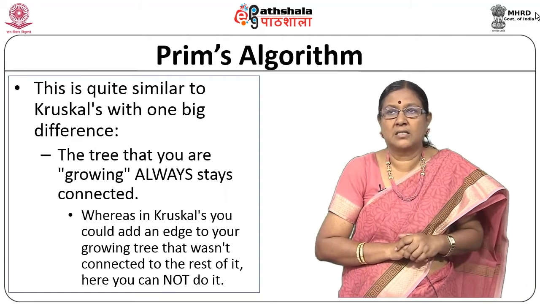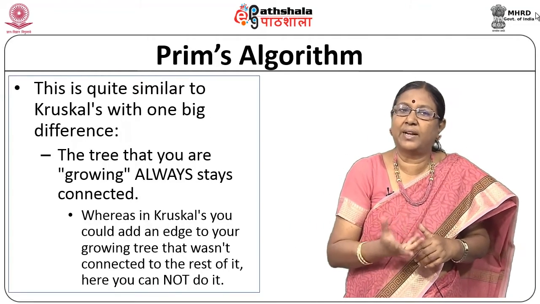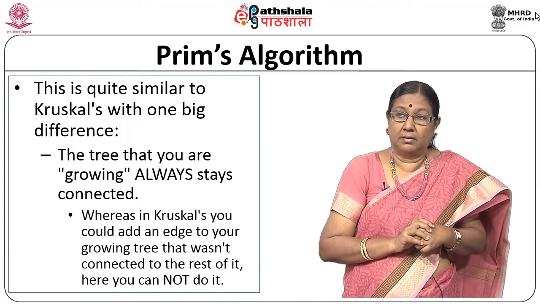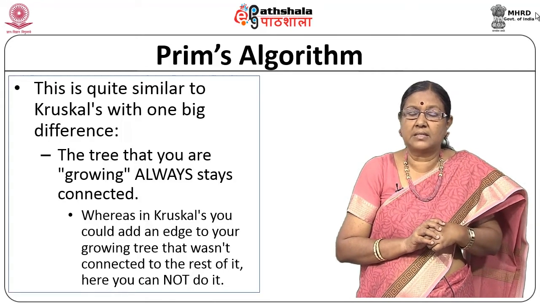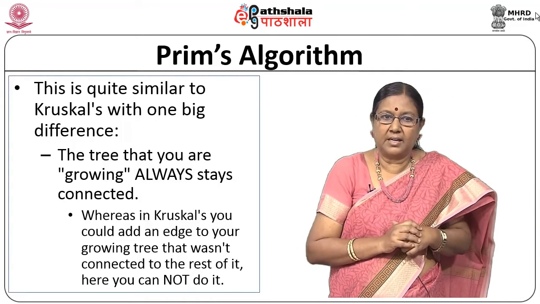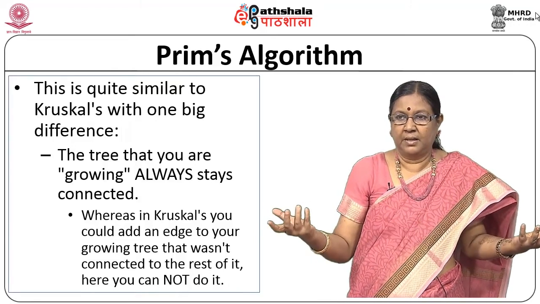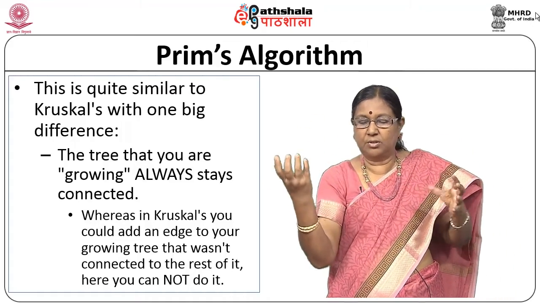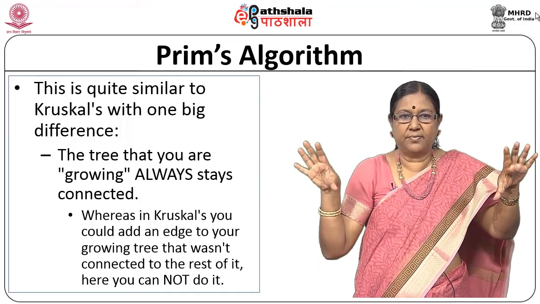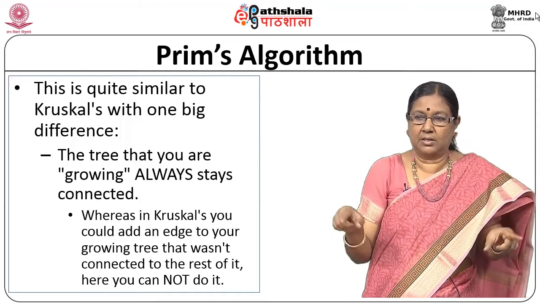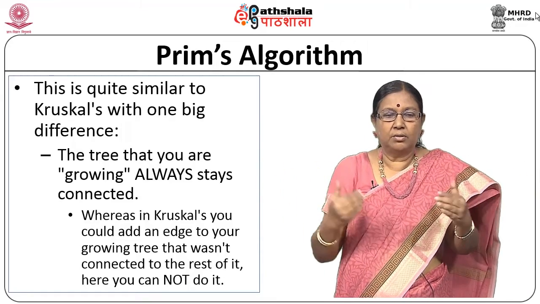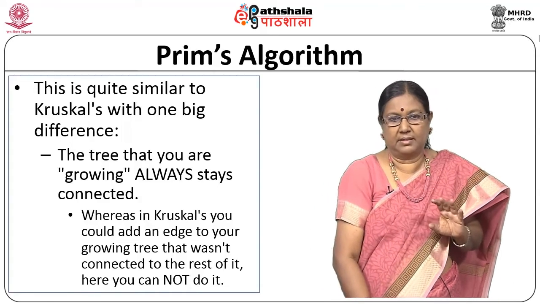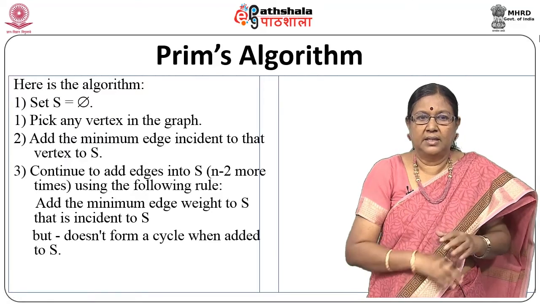So, this is quite similar to Kruskal, because what we want to do is to find the minimum spanning tree. However, there is one major difference. The tree that you are growing will always stay connected, but in Kruskal you could add an edge to your growing tree that was not connected to the rest of it. Here you cannot do that, you will add only when there is a connection. In Kruskal's algorithm it depends on the minimum edge. So, you can have two disconnected edges forming two trees, and you could connect the two trees. Initially you start with all different, remember. So, here is the algorithm.